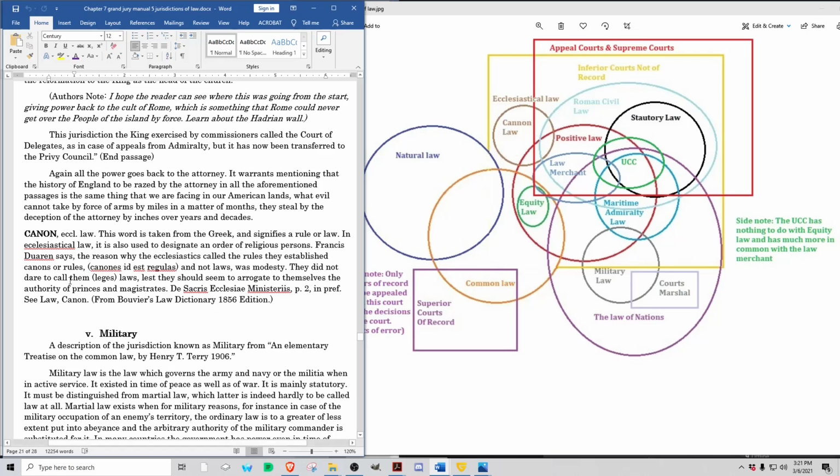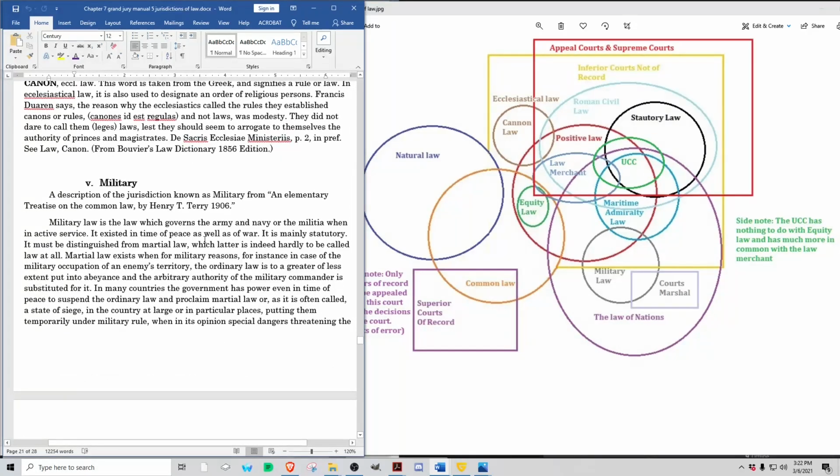So canon law. So here we go, ecclesiastical, right? This word is taken from the Greek and signifies a rule or law in ecclesiastical law. It is also used to designate an order of religious persons. Francis Durian says the reason why the Ecclesiastics called the rules they established canons or rules and not laws was modesty. They did not dare to call them laws, lest they would seem to arrogate to themselves the authority of princes and magistrates, which of course they don't have. So they can't be considered laws, canons, right? But because of what the Roman civil law did and the cult of Rome, meaning, again, this little section that overlaps the two of them, well, back in these days, the cult of Rome pretty much they were the magistrates, right? They were the people that you went before. And in a sense, they still are, because you're still going before a black robe priest of hell to pray for justice.